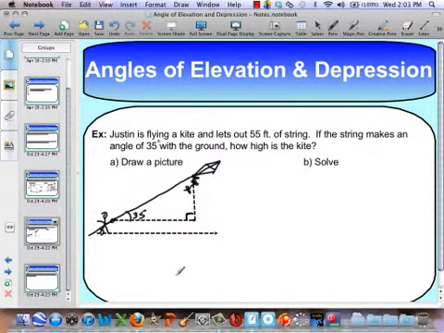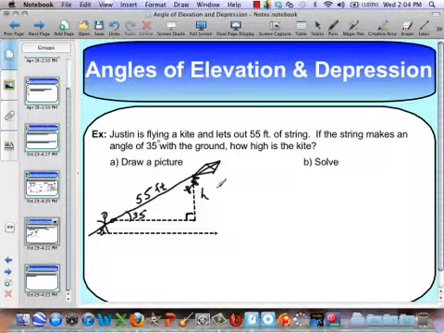Right. Now let's talk about what we have. What do we know? Well, we know that we have 55 feet of string. So what does that tell us? The hypotenuse is 55. What are we trying to figure out? How high the kite is. So where does that go? Right underneath the kite. That's our h. Okay, start using variables that make sense to the problem. We could use x, but basically h for height.